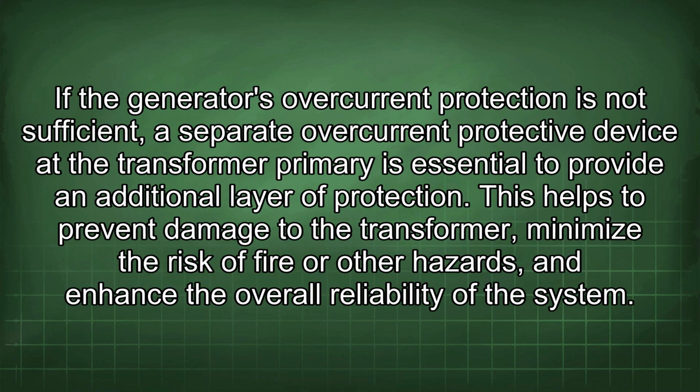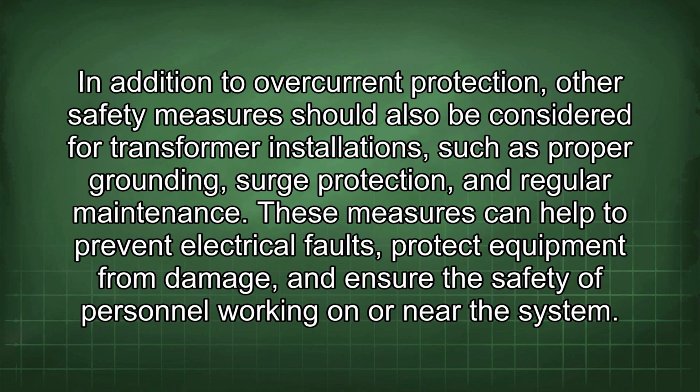If the generator's overcurrent protection is not sufficient, a separate overcurrent protective device at the transformer primary is essential to provide an additional layer of protection. This helps to prevent damage to the transformer, minimize the risk of fire or other hazards, and enhance the overall reliability of the system.